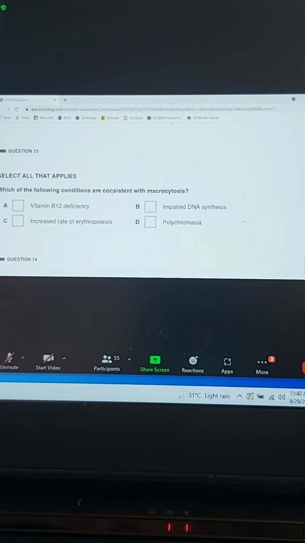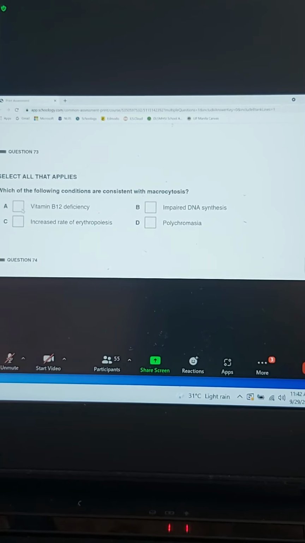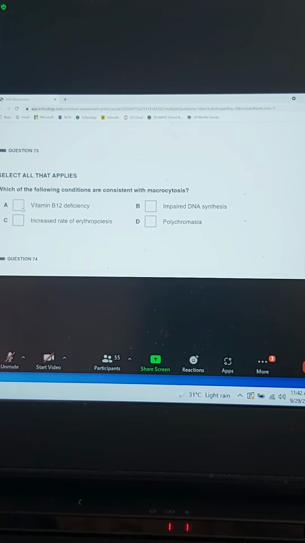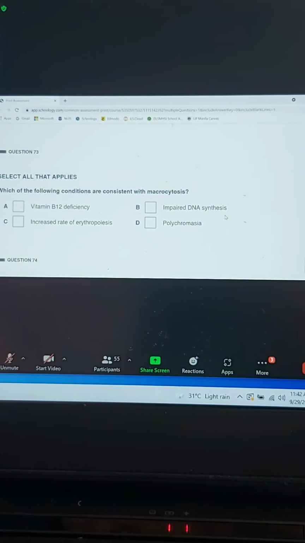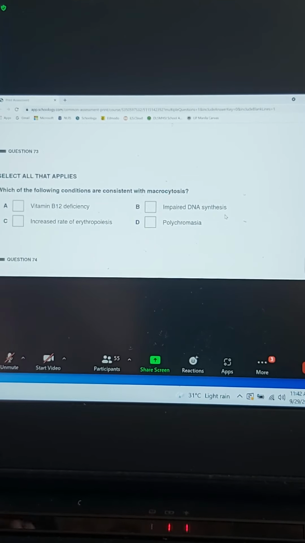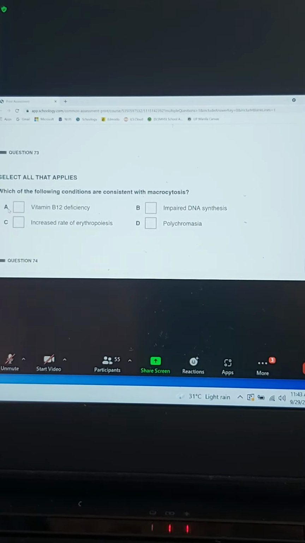Which of the following conditions are consistent with macrocytosis? Letter A and B. Yes po, sir. Si letter A, pag may vitamin B12 deficiency tayo, definitely it would lead to impaired DNA synthesis, which would lead to reduced number of cell division cycles. So, tama si letter A and B.